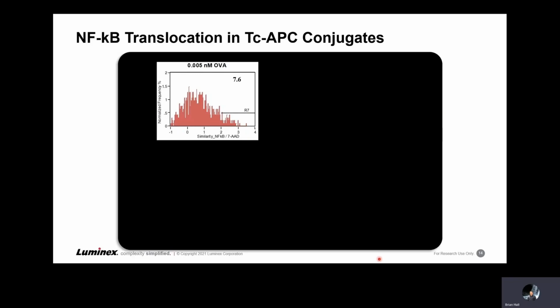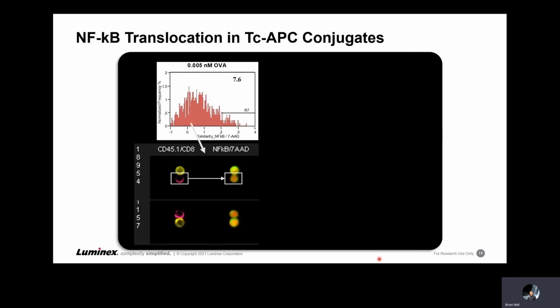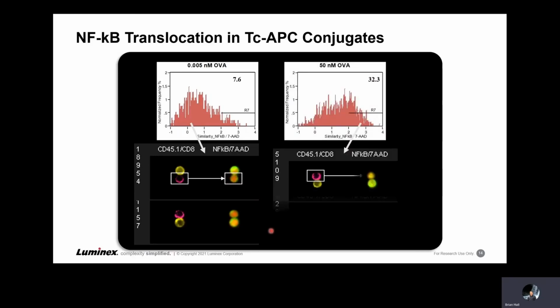cytoplasm. If I look at a very low dose of ova peptide, you can see that most of the T cells are not fully activated and that the NF-kappa B resides in the cytoplasm, as indicated by the imagery. If I look at a high dose of ova peptide and look at those images, we get an increase to about 32% response at 50 nanomolar ova. And if I look at the imagery, you can see that the NF-kappa B is in the nucleus of the T cell, but not of the antigen presenting cell. It also has NF-kappa B, but it's located in the cytoplasm.